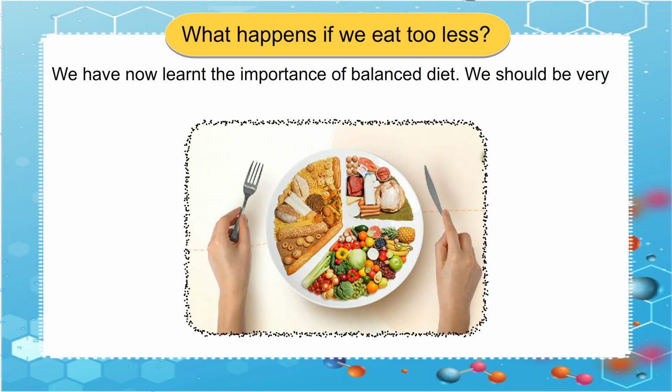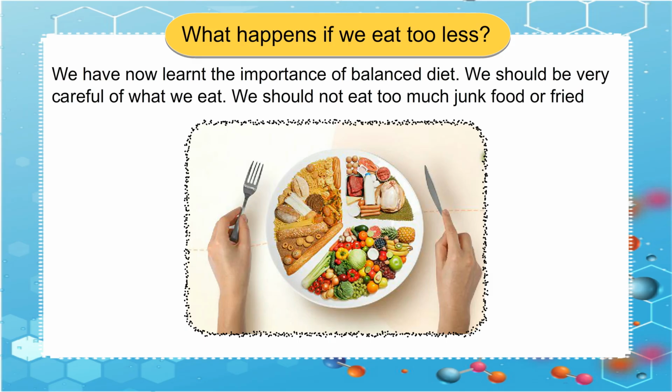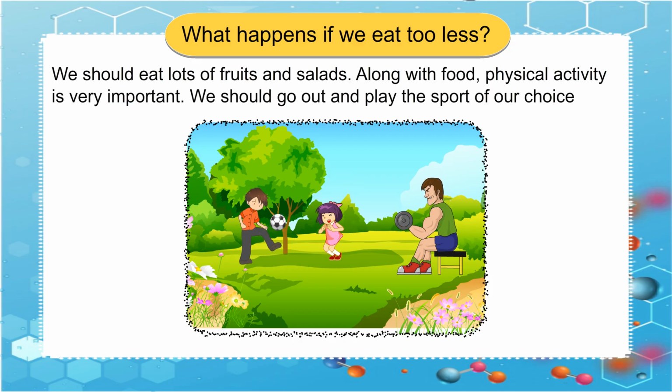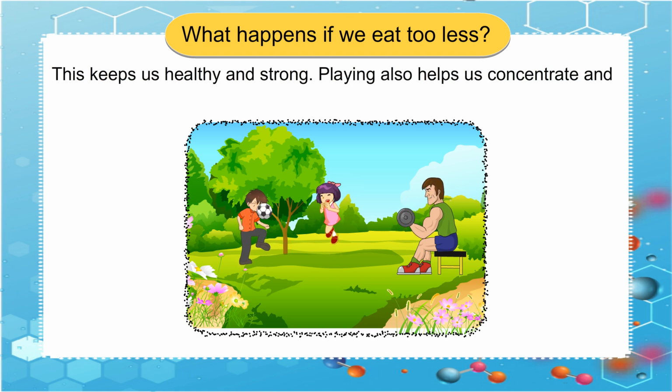We have now learnt the importance of balanced diet. We should be very careful of what we eat. We should not eat too much junk food or fried food. We should eat lots of fruits and salads. Along with food, physical activity is very important. We should go out and play the sport of our choice every day. This keeps us healthy and strong. Playing also helps us concentrate and study better.